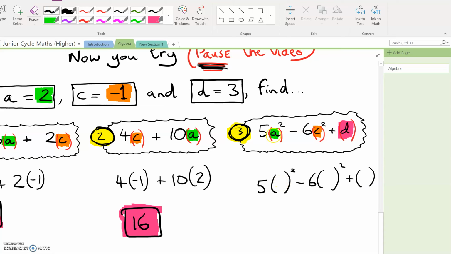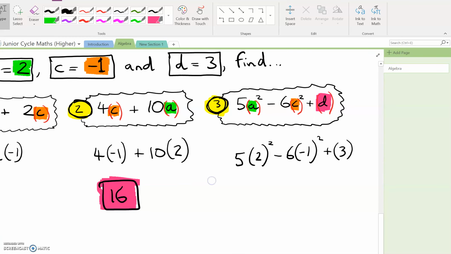What goes here? A. What's A? 2. What goes here? C. What's C? -1. What goes here? D. What's D? 3. Step 4. Type it into the calculator. What do you get? 17? Did you get it?